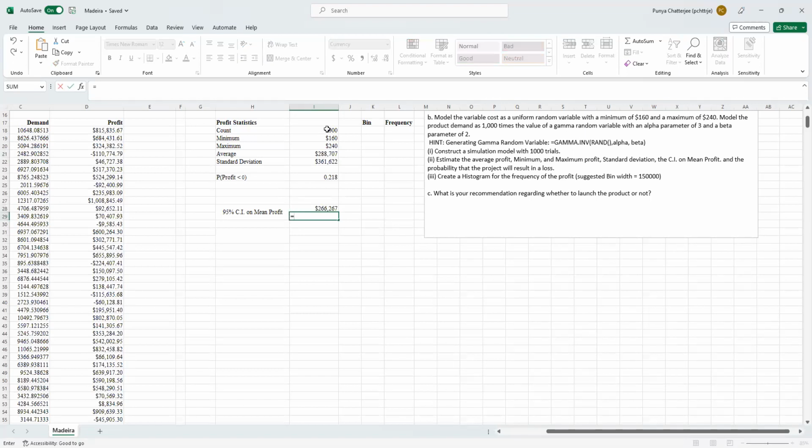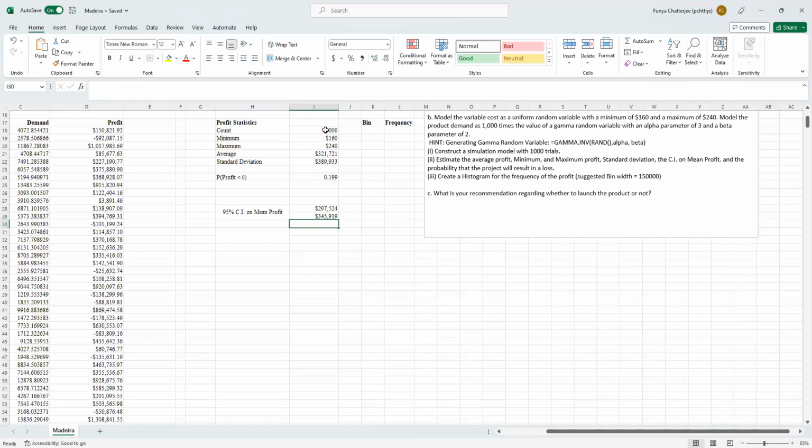And then the upper bound is going to be again average, but this time this will be a plus instead of a minus. And then again confidence t, and then alpha is going to be 0.05, and then again the standard deviation and the size. Okay, so you are 95% confident that your average profit will be between $297,000 to $345,000, right? So that's a pretty good number, I would say.